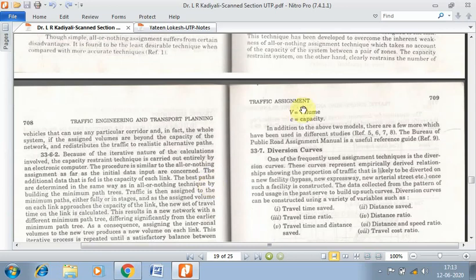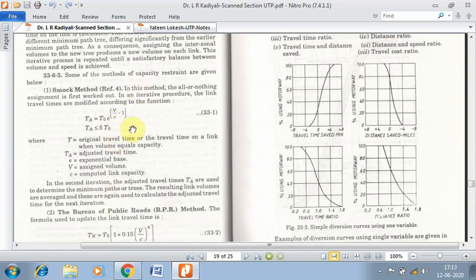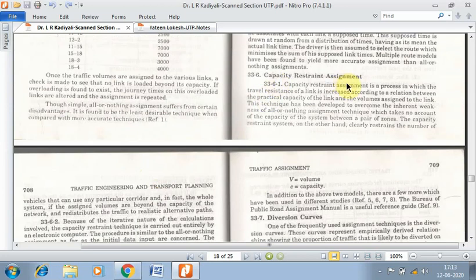Okay, and then you have the capital V, which is the volume, and small c, which is the capacity. So these are the two techniques or methods that we have under capacity restraint assignment technique.